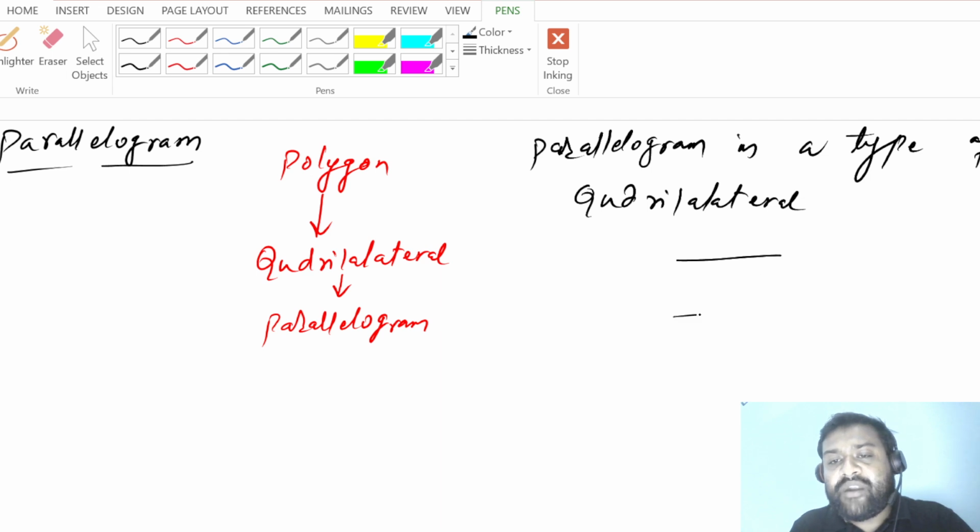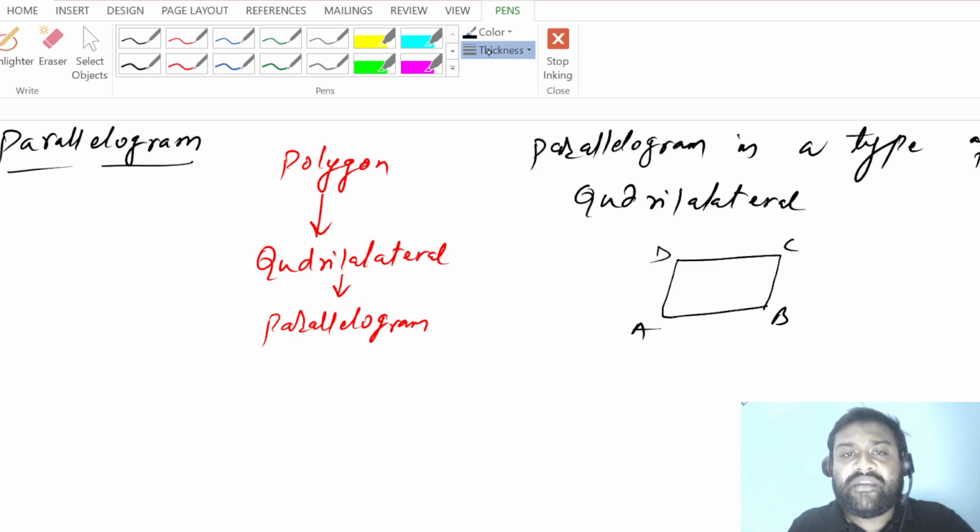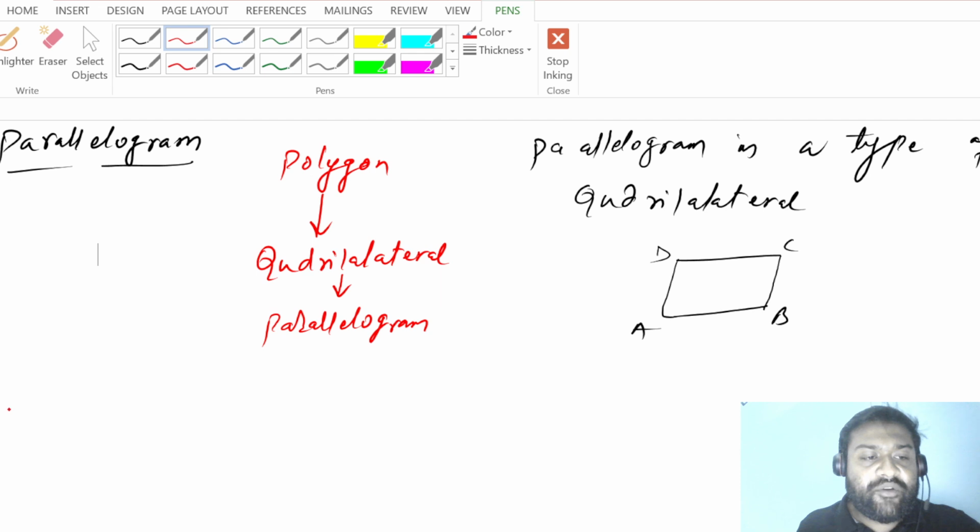Okay, so this is the diagram of parallelogram. So we can write down A, B, C and D. These are the vertices of our parallelogram. Okay, so now the key properties of parallelogram. We'll see about the key properties of parallelogram.